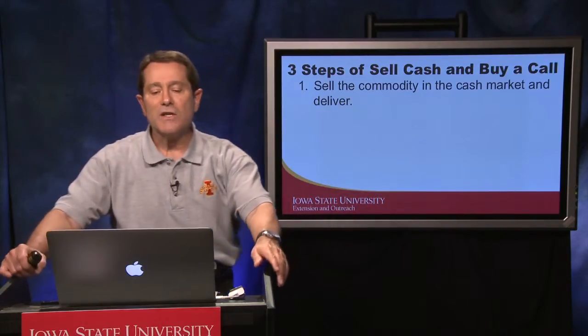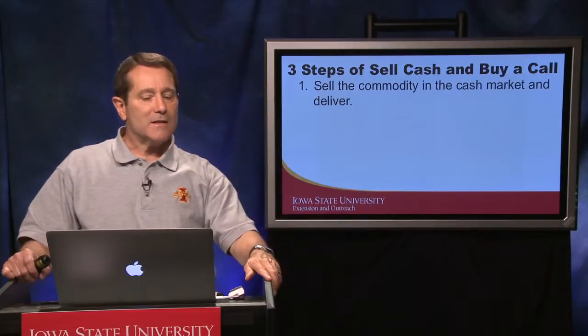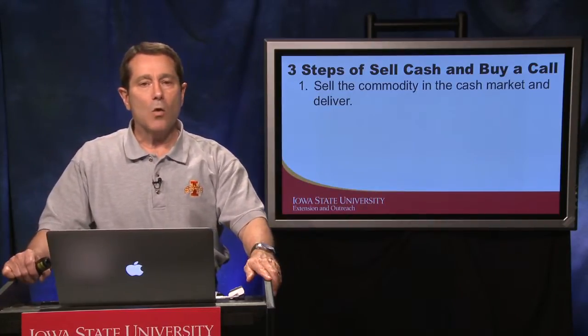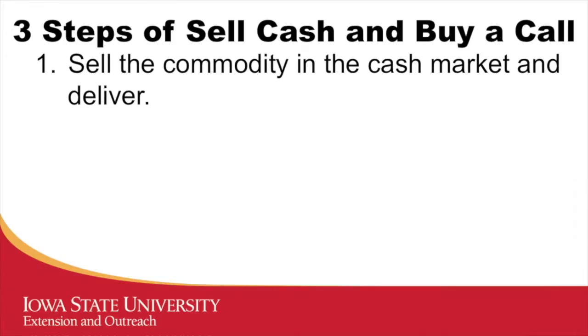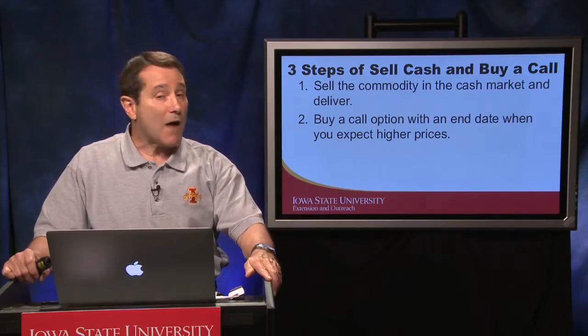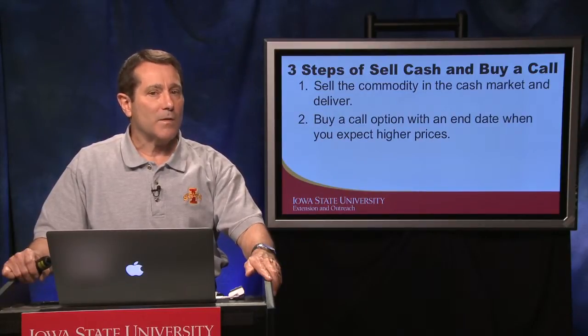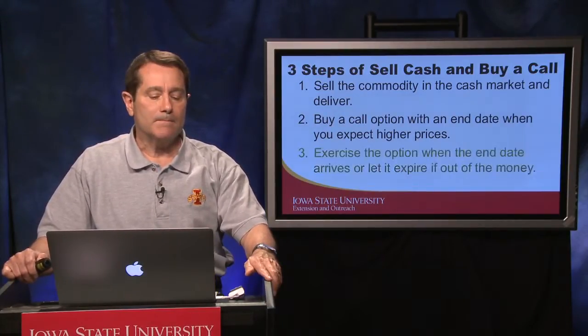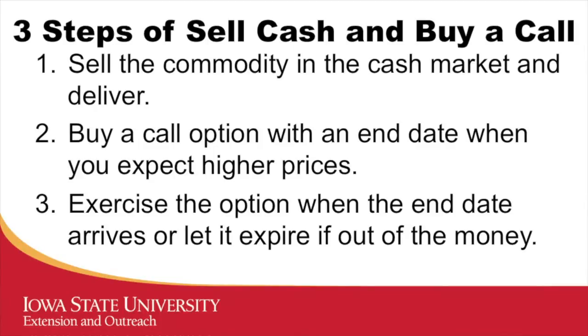Let's look at the 3 steps of selling cash and buy a call. We're going to sell the commodity in the cash market and deliver the bushels. We'll then buy a call option with an end date and when you expect higher prices. Again, you'll have to designate a contract month and a strike price. And lastly, we'll exercise the option when the end date arrives or let it expire if out of the money.